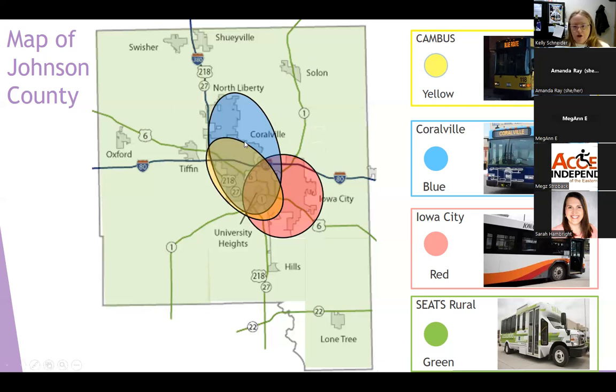So again, you'll see that overlap there right in the center of the county, and on the outer parts in the green, that's where we have that Johnson County Seats rural service that I mentioned. So that's going to include the communities of Lone Tree, Hills, Solon, Shueyville, Swisher, Oxford, Tiffin, and all those more rural surrounding areas in between.